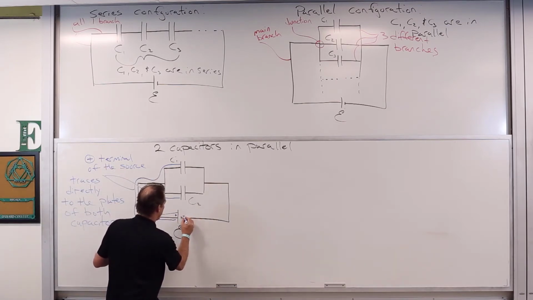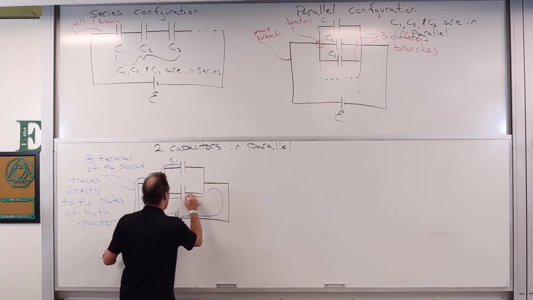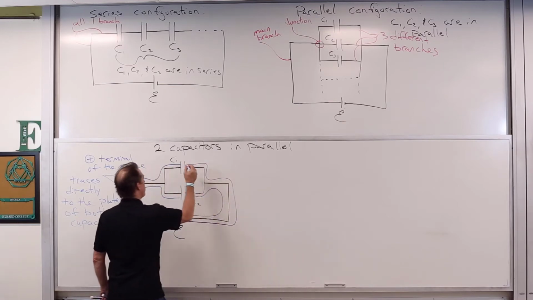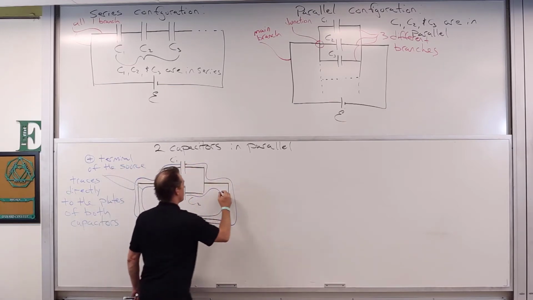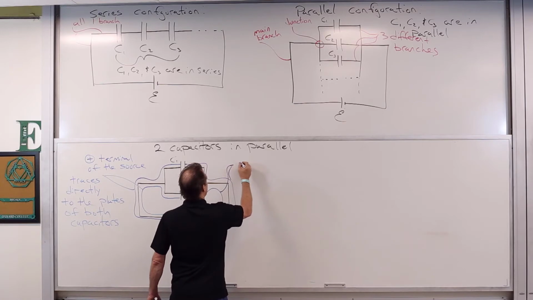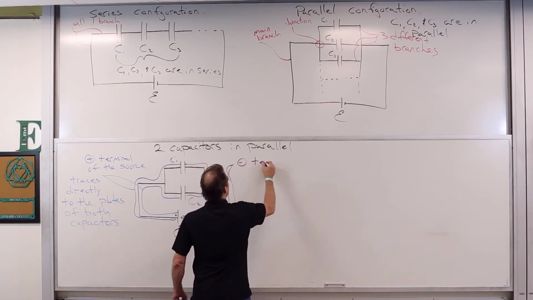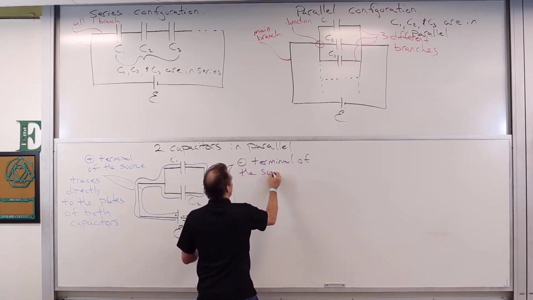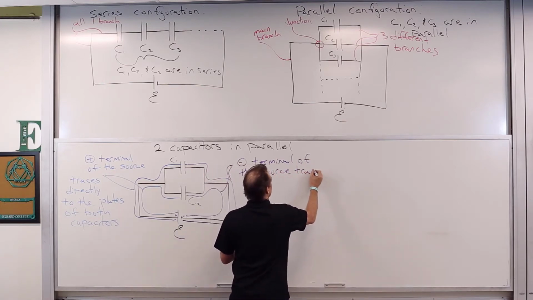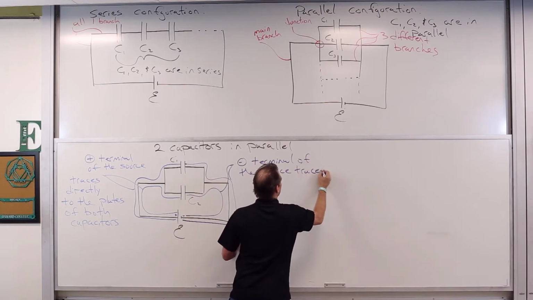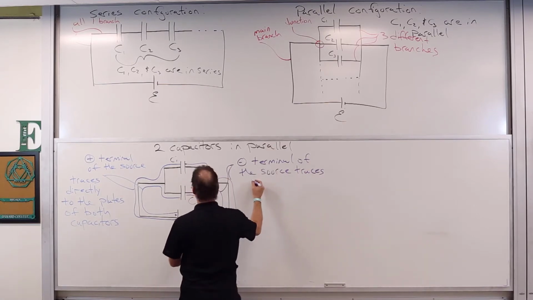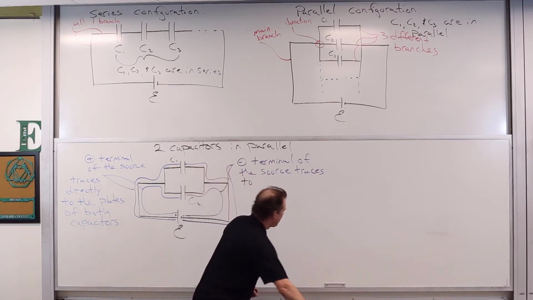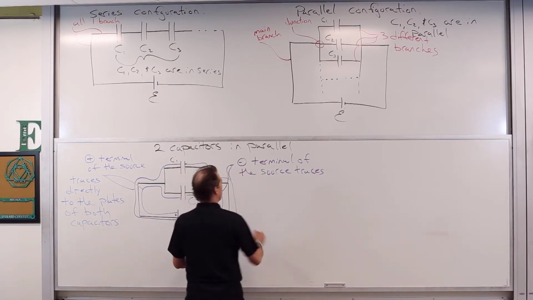All right, so let's go ahead and look at the minus terminal and come over here. Well, the minus terminal this side traces directly over to that. And on this side, traces directly over to that. So, again, we have the same sort of thing here. Minus terminal of the source traces directly to the other place.